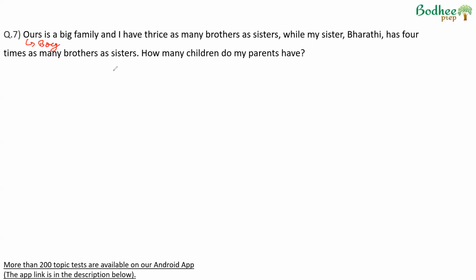Now, if this person has X sisters, he will have 3X brothers. The total number of children will not be X and 3X. The number of females, or the girls, is X. The number of males will be 3X plus 1. This is one person who's actually talking about the brothers and sisters. If you look at Bharti, Bharti is one of these X. So Bharti will have X minus 1 sisters and all of these 3X plus 1 brothers.